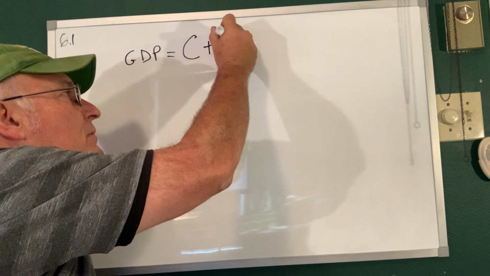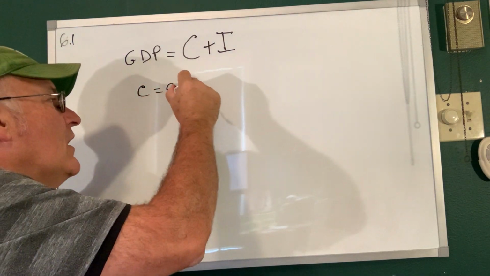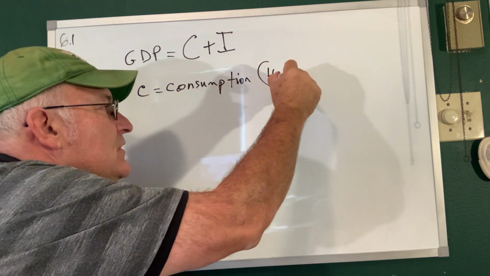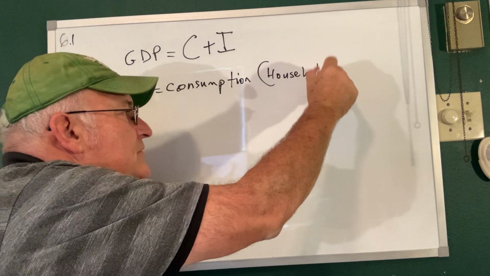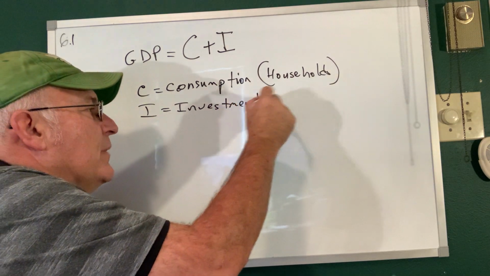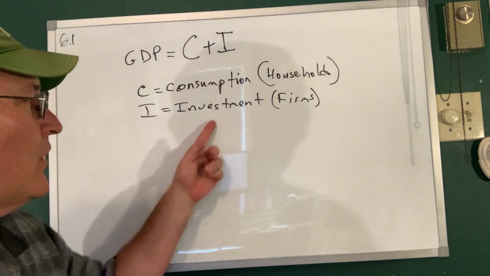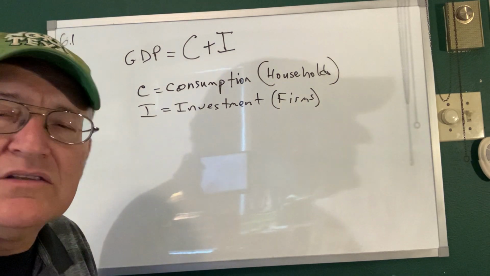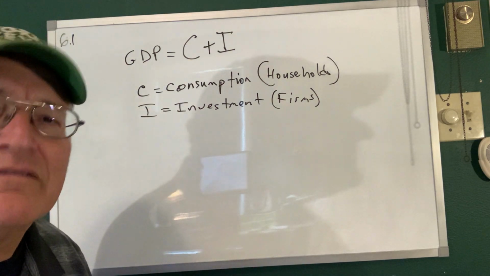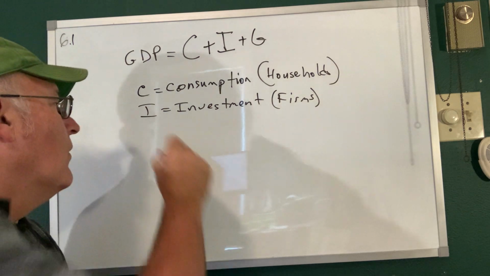The second sector is the business sector. And I guess I should write this down. So C stands for consumption, and it's households or consumers. I is investment, and it is the spending from the business sector or firms, all right? So, every time a business spends money on, say, a new pizza oven or a new computer system or a new building or whatever, that's investment spending. The third component is the public sector or government spending.